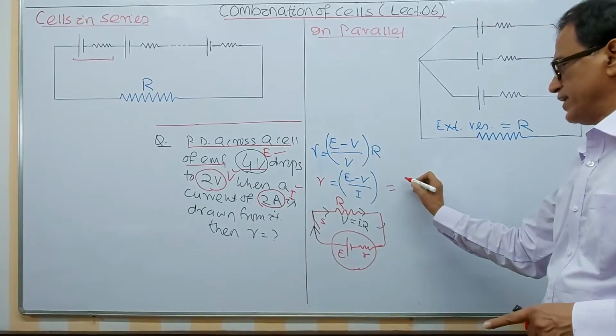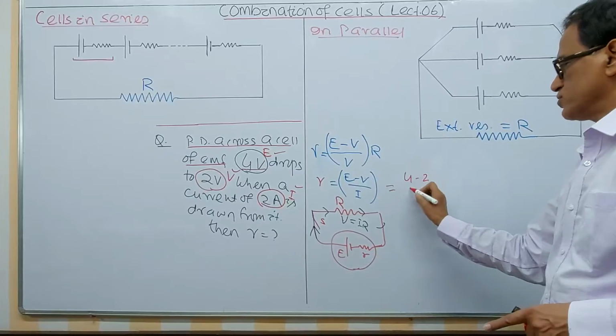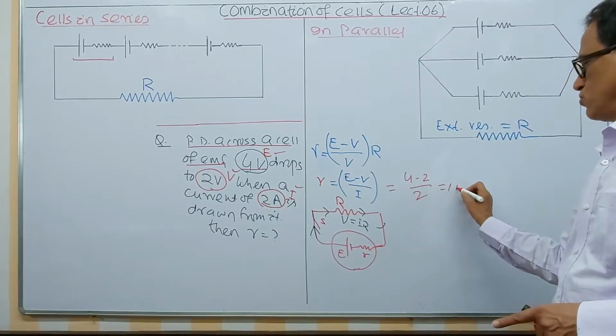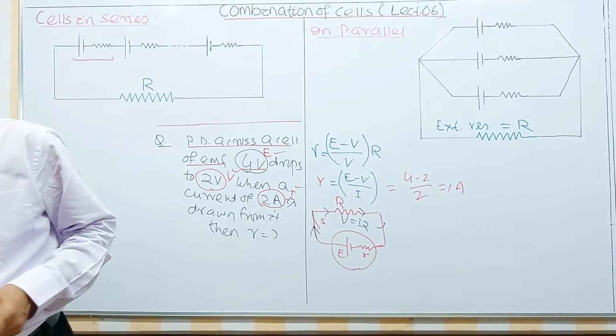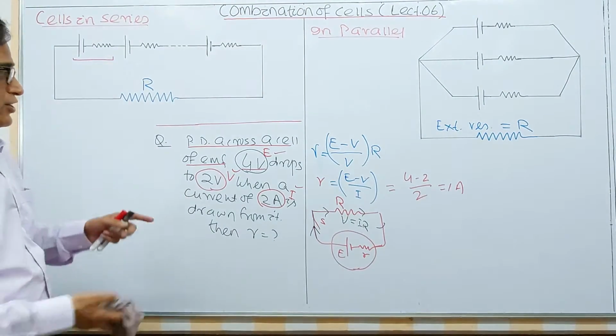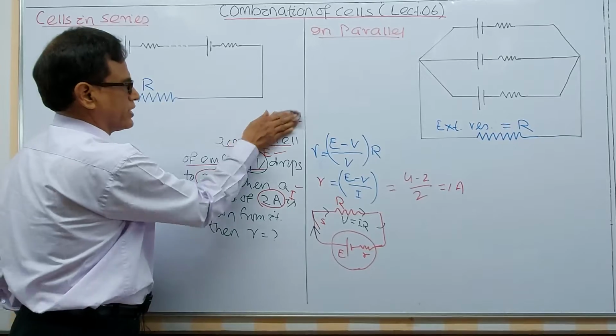So 4 minus 2 by 2, that is 1 ampere. See how easy the problem is. So in this manner you may be asked some questions over the internal resistance.